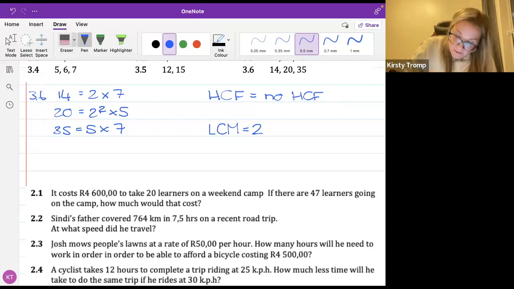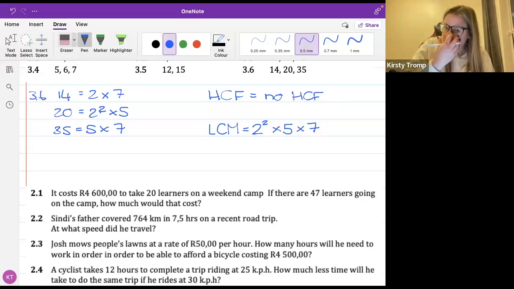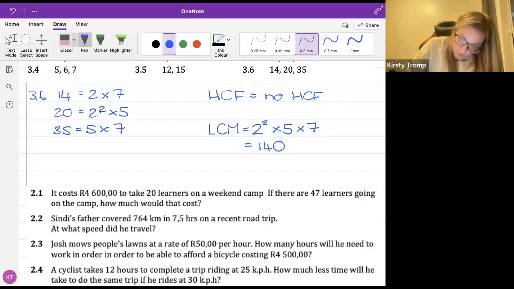2 to the power of 2. Good, well done. Times 5. Then the next number I see there is a 5. Do you agree? Yes, ma'am. And then what's the next number I see there? 7. A 7. Do I see any more numbers? No, ma'am. No. So I'm all done with those. So that gives me 2 to the power of 2 times 5 times 7, which gives me 140.